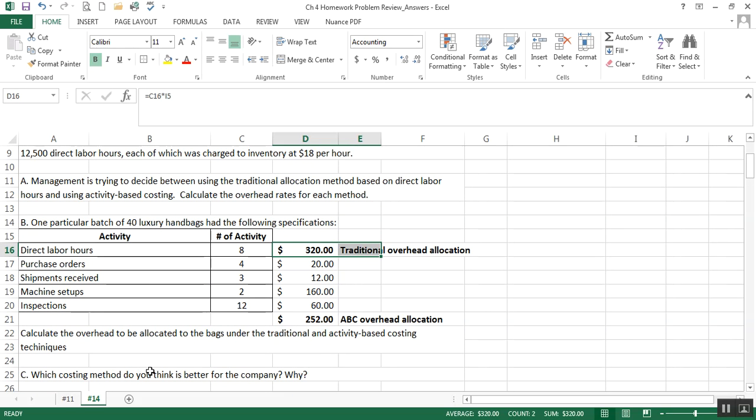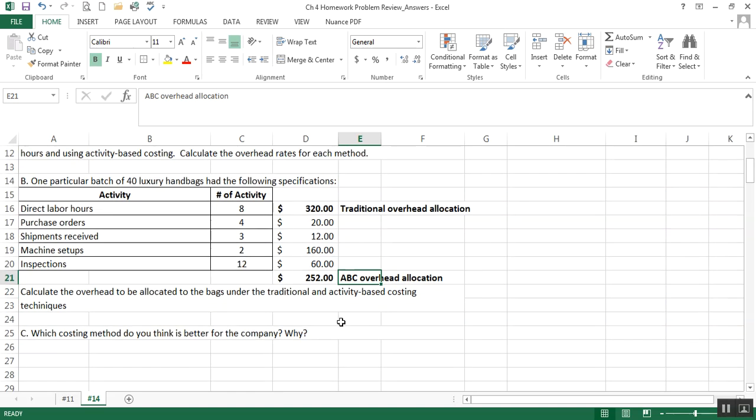Which costing method do you think is better for the company and why? Well, as we've discussed in class, the ABC method is better because it lines up the actual activities with what is driving the specific overhead costs.